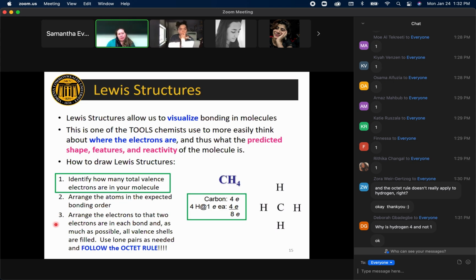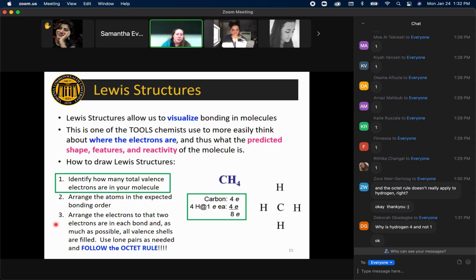Let's go ahead and do number 3. Arrange the electrons so that 2 electrons are in each bond, and as much as possible, all the valence shells are filled. So let's go ahead and do that. The way we're going to do it for now is to put 2 electrons in between each pair of atoms, right? So in order to build a single bond between carbon and hydrogen, we need 2 electrons in that bond. So we're going to put 2 dots between the carbon and the hydrogen. We're going to go through and do that for each of our carbon-hydrogen connections, right? We need to have those bonds there to make those connections.